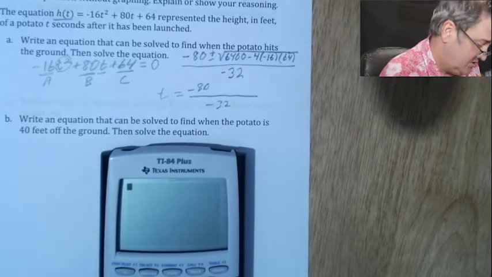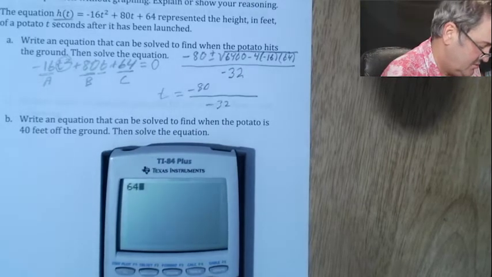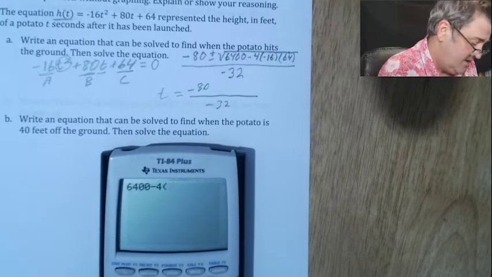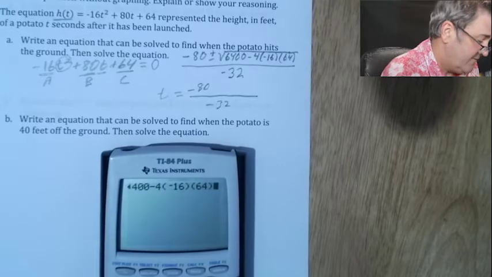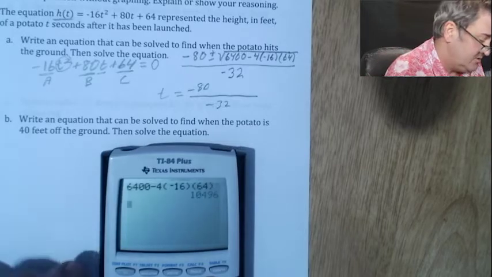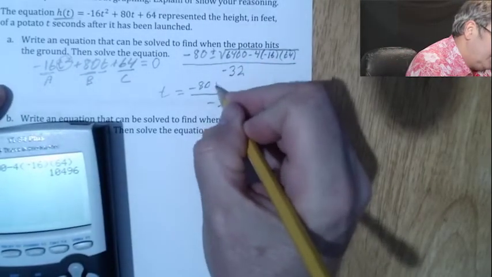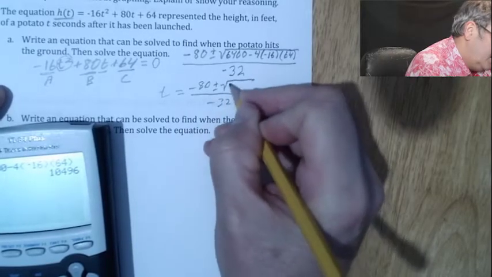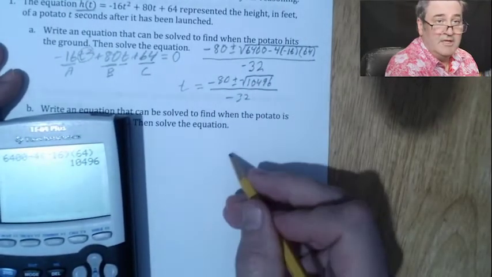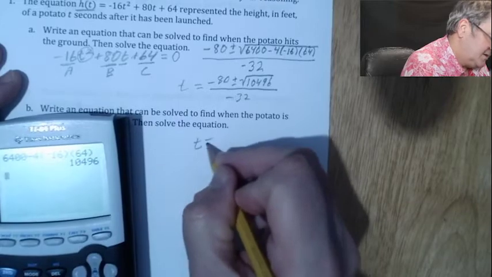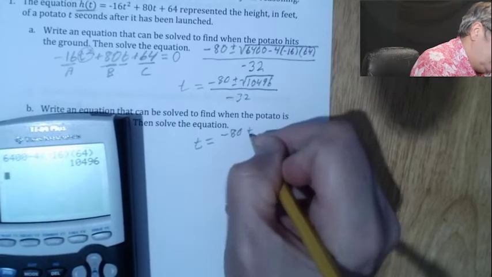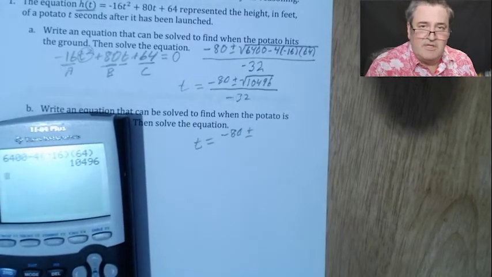Okay, so it wants to know 6,400 minus 4 times, and I'm going to put parentheses just like it shows on our problem, negative 16 parentheses 64. Okay, 6,400 minus 4 times negative 16 times 64, and that equals 10,496. So it's plus or minus the square root of 10,496. And we're going to continue down here into the next section because we're taking up a lot of space with the quadratic formula. All right, so it's negative 80 plus or minus the square root of 10,496.